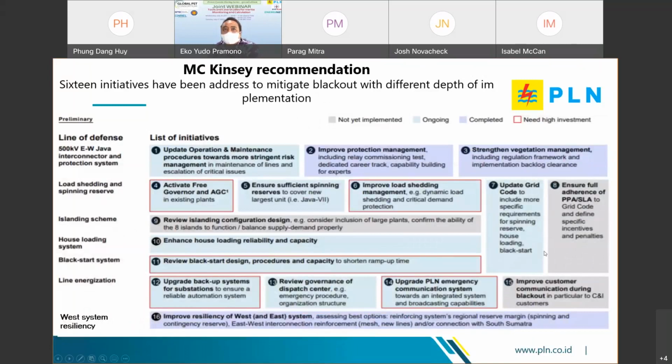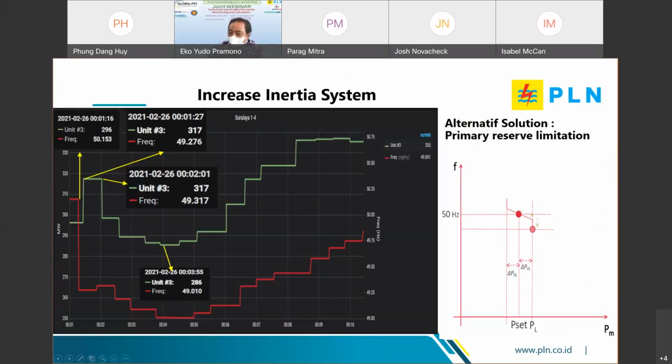After the large disturbance in our system on August 4, 2019, our consultant McKinsey gave us recommendations. We made corrections and improvements in our system to get more reliability from the McKinsey recommendations.